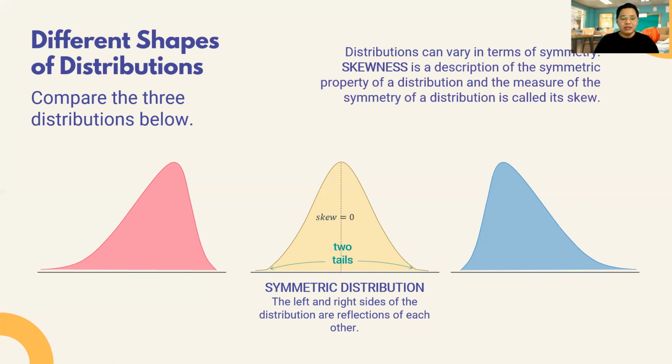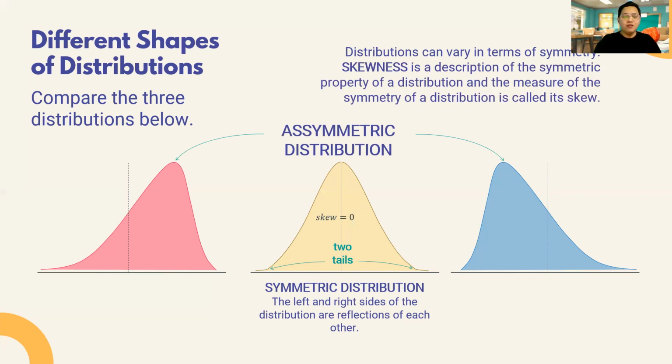And based on when we try to interpret these values, if the skew is equal to 0 for a certain density curve or distribution, we say that the distribution is considered to be symmetric. The other two distributions that we see on the same slide are what we call asymmetric distributions. But we need to specify because there are subtypes of asymmetric distribution.